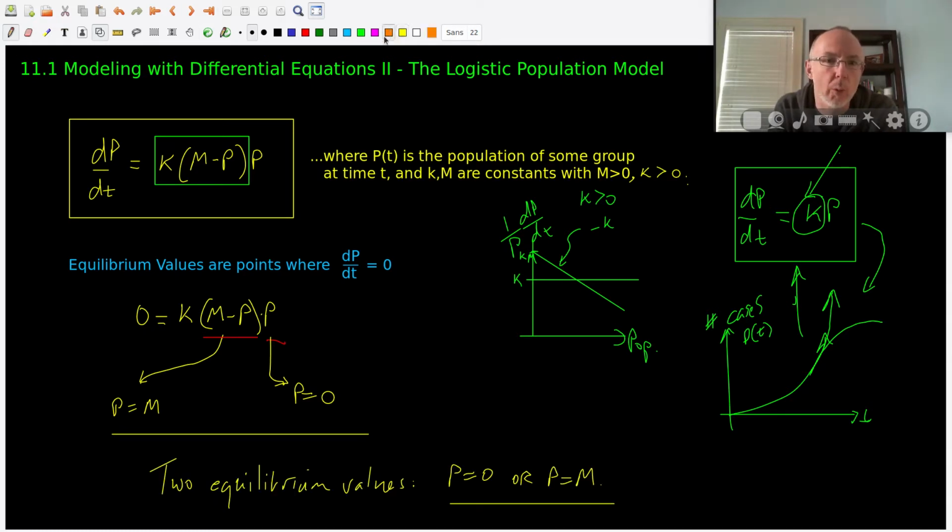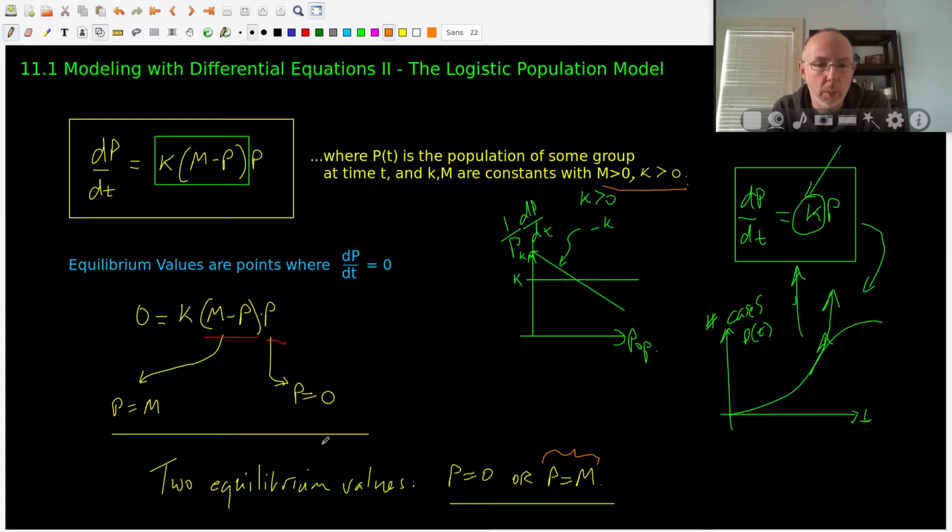And P equals 0 is not very surprising. There are no people, so the rate of change of population should probably be 0 if there are no people. If the rate of change of population is this constant M, and I'm just telling you it's positive, but we don't really know what that represents yet, we'll work that out from the modeling, then we come up with a rate of change that is constant as well. So in other words, if the population ever hits the value M, it will stay there forever because the rate of change is 0.